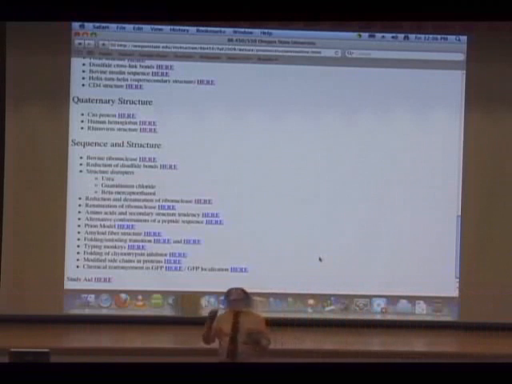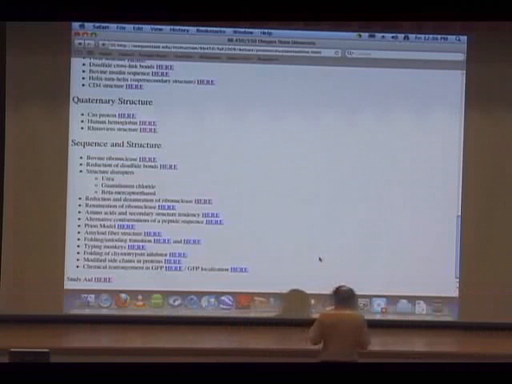I want to give you an illustration of a problem that I am not making up. The problem is this. If you take, and the calculation has been done, a polypeptide chain that has 50 amino acids in it, 50 is pretty small.